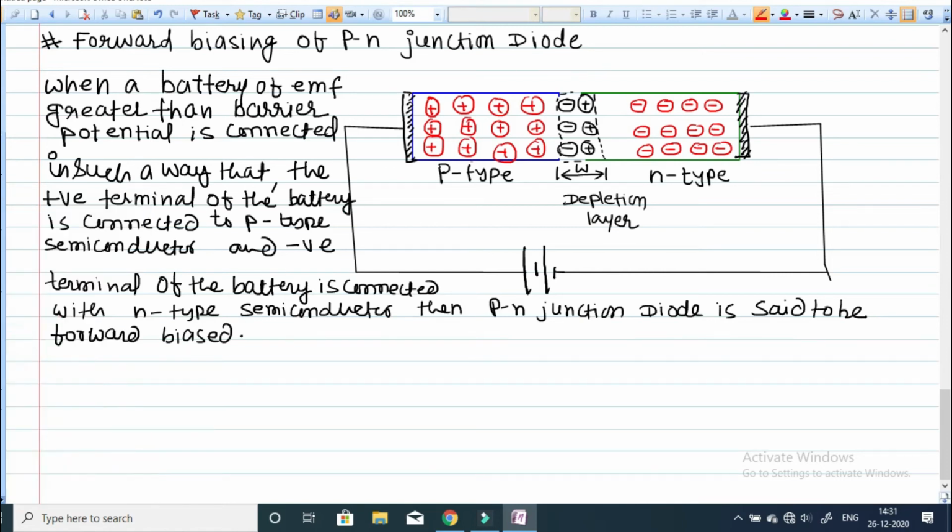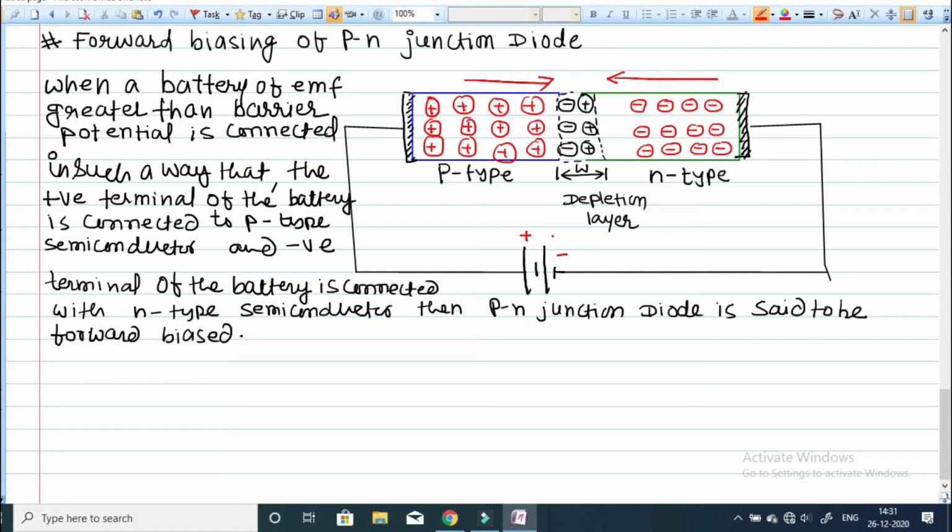Since this is forward bias, this p-type semiconductor is connected with the positive terminal of the battery, so these holes will be repelled to cross this junction. They will move. This is the direction of movement of the holes. And these electrons, because the n-type semiconductor is connected with the negative terminal, there will be repulsion, so these electrons will also be compelled to cross the junction and enter into the p-type.